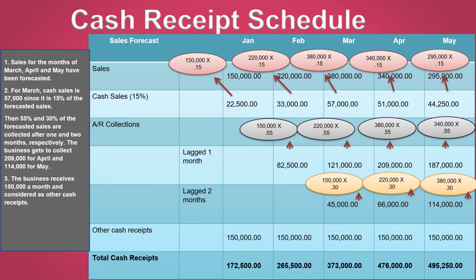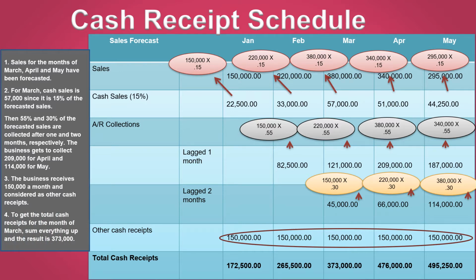Next, we have to take into account other cash receipts. The company also receives a monthly interest payment of 150,000 from a bank certificate of deposit. That's why we have other cash receipts worth 150,000, and that is posted monthly.